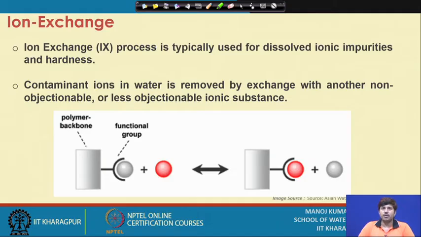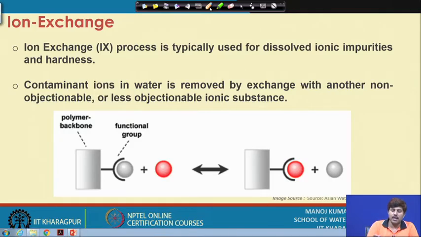Now, ion exchange is a process which is typically used for these dissolved ionic impurities, and particularly hardness, because hardness also is caused by dissolved ionic impurities, dissolved calcium and magnesium ions. So, the contaminant ions in water are removed by exchange with another ion which should be non-objectionable or non-toxic. So, a kind of swapping takes place.